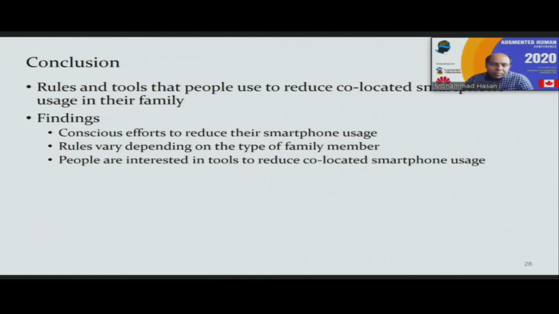So in conclusion, we report results from a crowdsourced survey exploring the rules and tools that people have to limit their co-located smartphone usage. And we found that yes, there are many rules, but there is a clear lack of tools that people could use to limit their smartphone usage activities and so on.